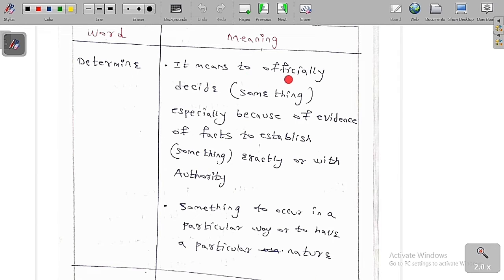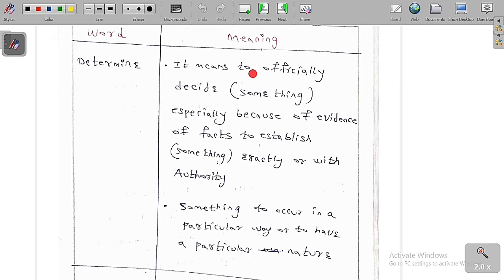Determine means to officially decide something, especially because of evidence or facts, to establish something exactly or with authority; something to occur in a particular way or to have a particular nature. If you know each and every aspect of something with the facts, then you can easily determine whatever you want to figure out. If you know the facts about something happening, you can easily tell what that thing is.